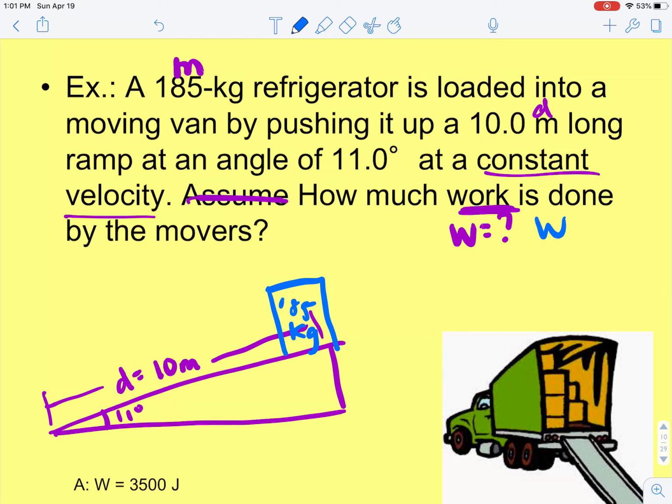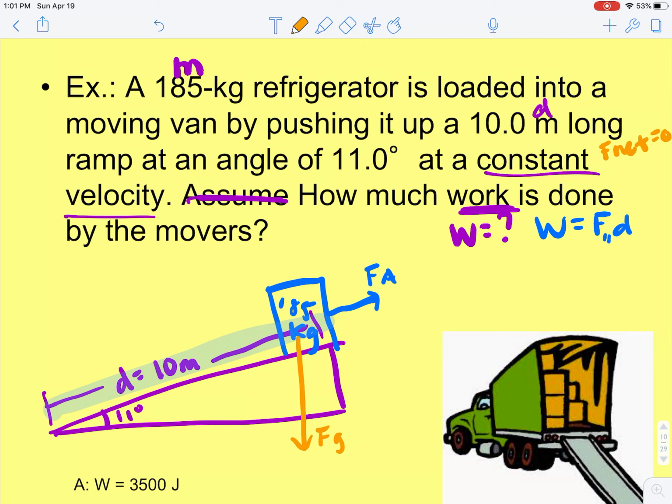Excellent. So typically how we figure out work is equal to force times distance, and that force has to be parallel to that distance. Since this distance is along the ramp, the parallel force doing the work is the force applied by the movers. But the problem with this force is we don't know this force. The only force I think I can calculate very easily is the force of gravity. And those are definitely not parallel to each other.